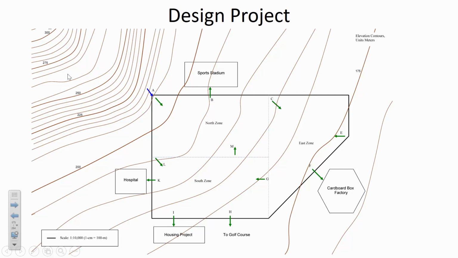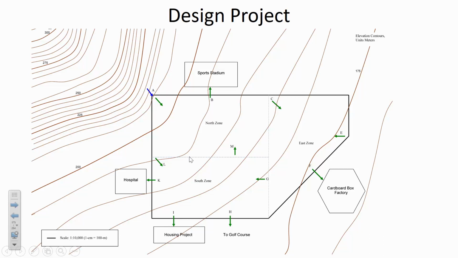If you like, you can follow the perimeter of this boundary. You can think of this as the interior section that's going to be developed, and then there are a couple of exterior features outside of the main developed area. But for each of you, I've told you what to assume for the residential population density in each of these zones, some information about how many people will be in the sports stadium, how many hospital beds there are, the size of the housing project, and so on.